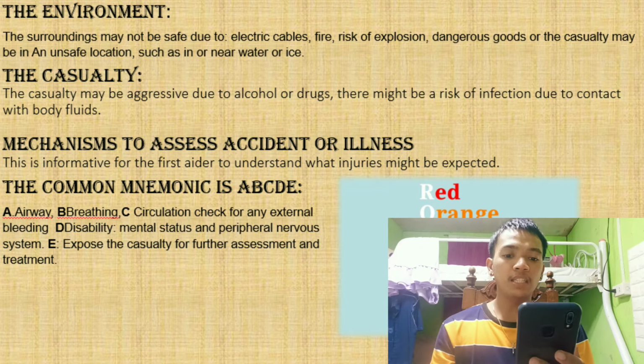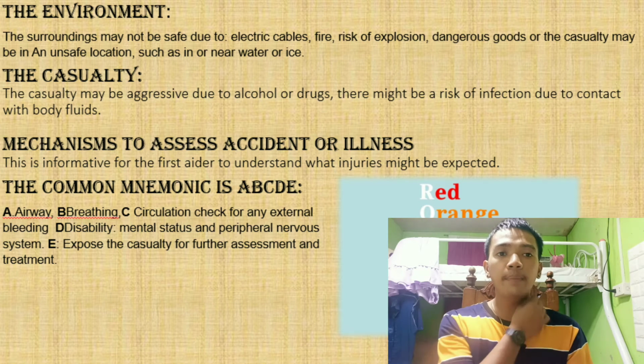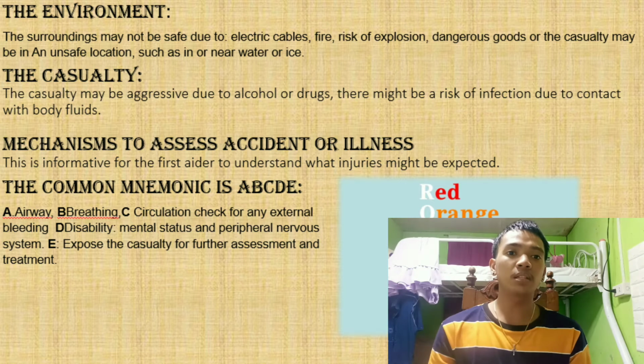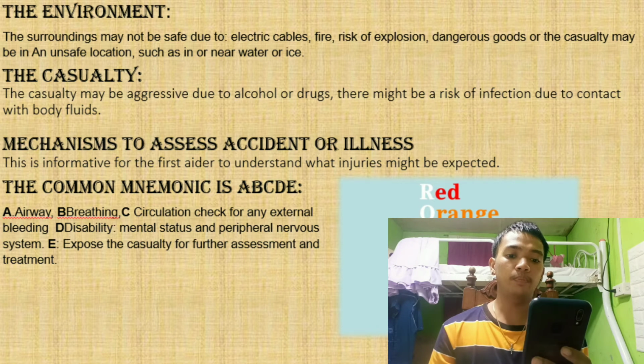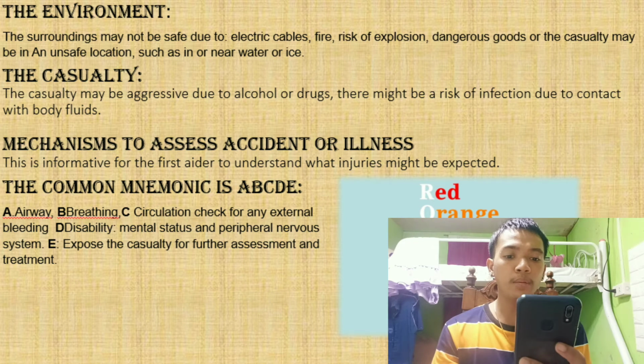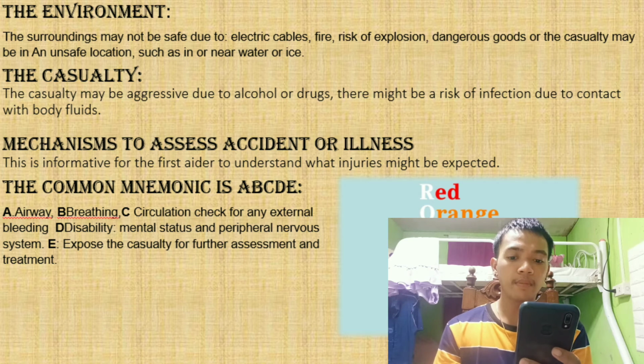So there are mechanisms to assess accident or illness. The first aider must be aware of that kind of information. The common mnemonic is ABCDE. Airway, breathing, circulation, check for any external bleeding, disability, mental status, and peripheral nervous system. E, expose the casualty for further assessment and treatment.